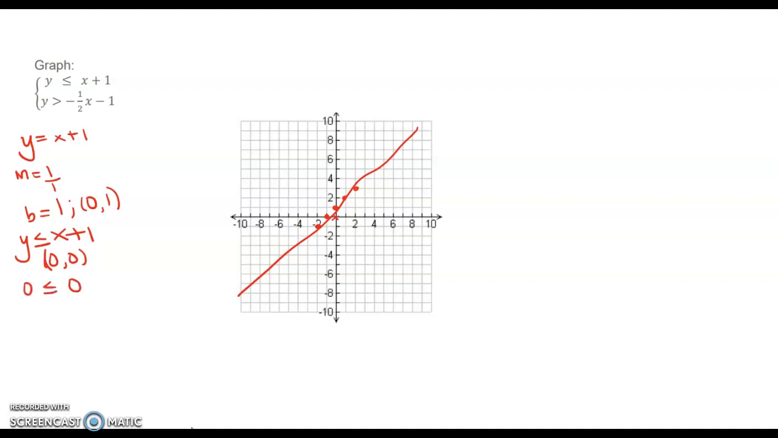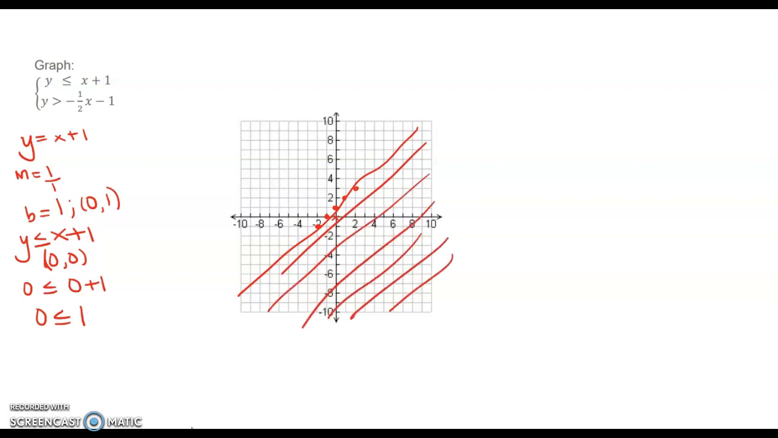0 is less than or equal to 0 plus 1. So 0 is less than or equal to 1. Is that true? Is 0 smaller than 1? Well, yes, 0 is smaller than 1. And so I'm going to shade this part. And I'm just going to do it with straight lines so we can see where it crosses when we graph the other one.